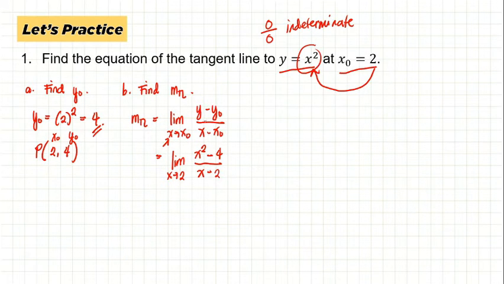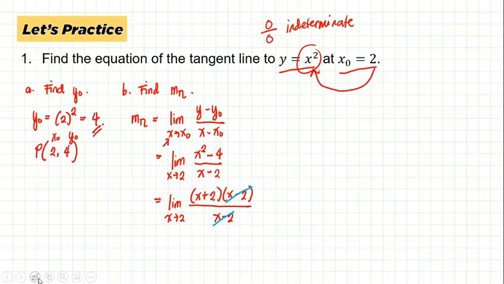So applying factoring, the factors of x squared minus 4 are x plus 2 and x minus 2, right? All over x minus 2 as x approaches 2. Now, you can see here that there is a common factor, and that is x minus 2, so we can cancel that out. So what's left now is the limit of x plus 2 as x approaches 2. And since x plus 2 is already a polynomial function, we can do direct substitution. So we will have 2 plus 2, and that is equal to 4.